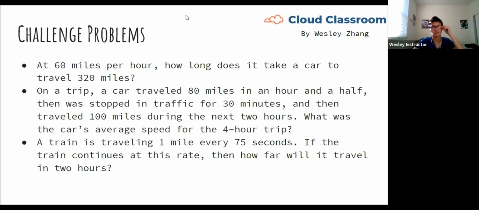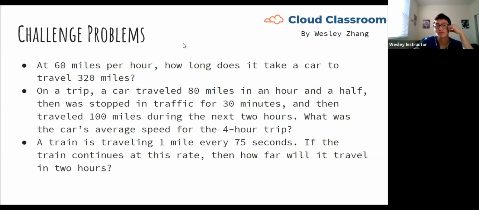All right, I'll go over the answers. At 60 miles per hour, how long does it take a car to travel 320 miles? So all you gotta do is divide 320 by 60. So that's 5 1/3. Yeah, so 5 1/3 hours.